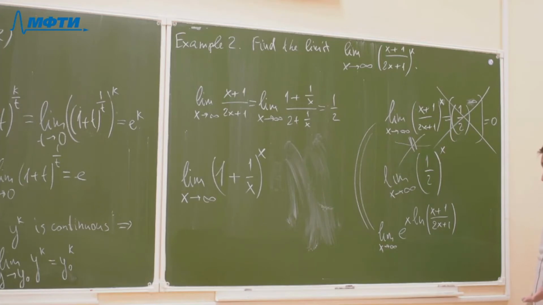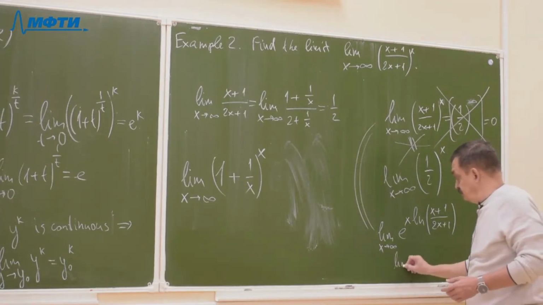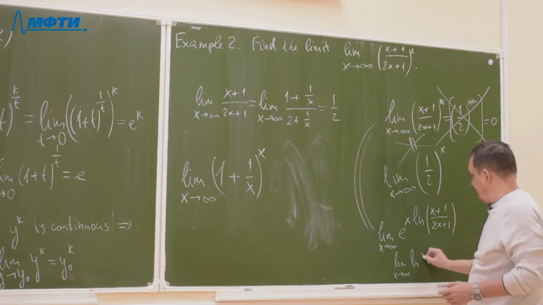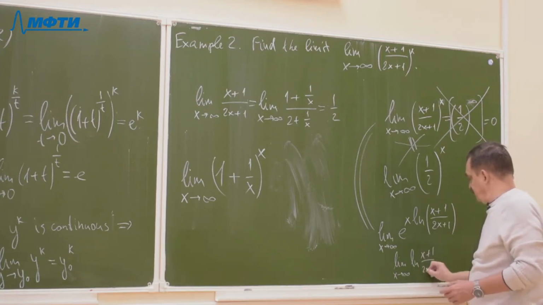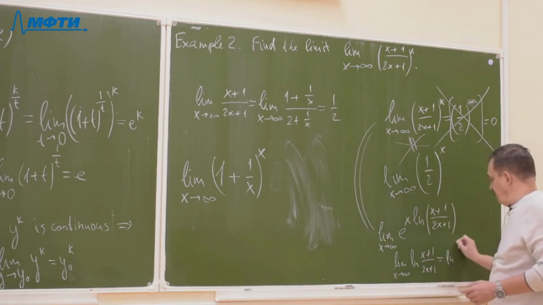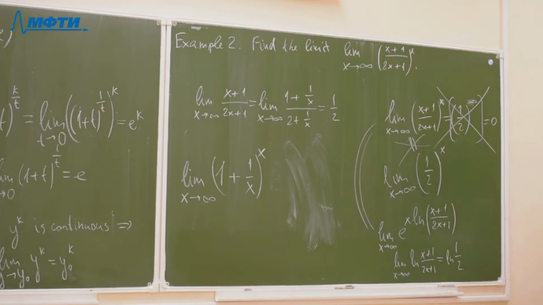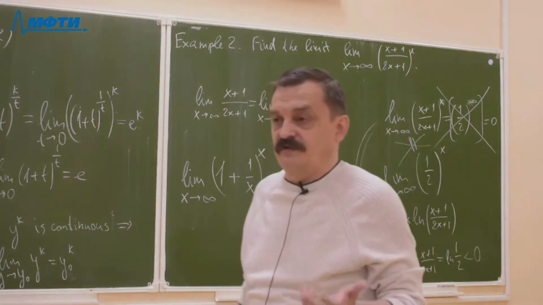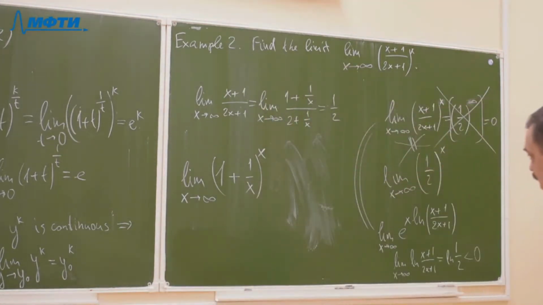Then what we have? Logarithm. The limit as x tends to infinity of logarithm of (x plus 1 over x plus 1)... is logarithm 1/2. That is a negative number. So here we use continuity of the logarithmic function, right?